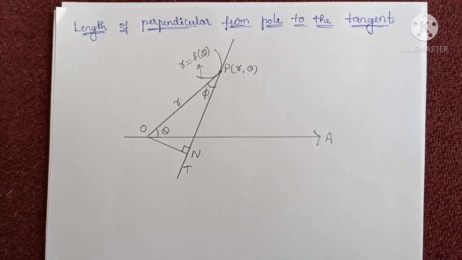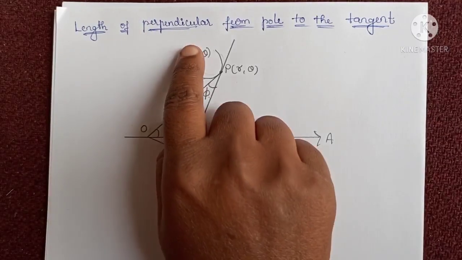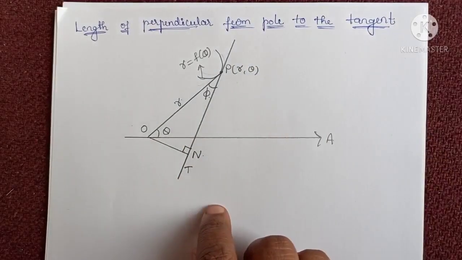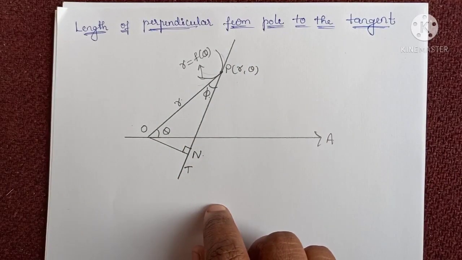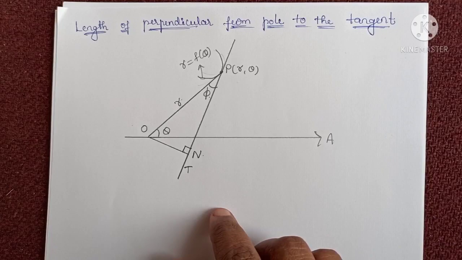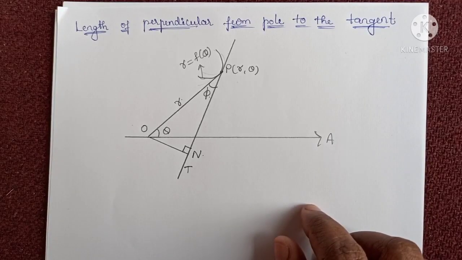Today we will derive a formula for the length of the perpendicular from the pole to the tangent. First, let us know what the length of the perpendicular from the pole to the tangent is.